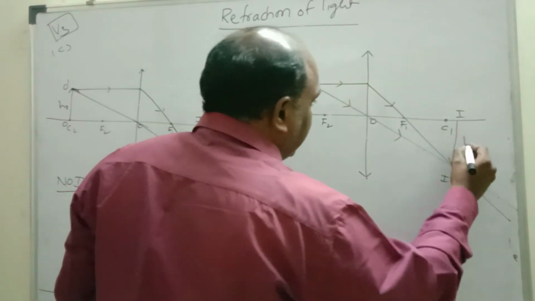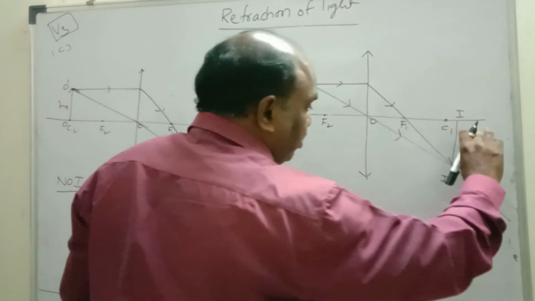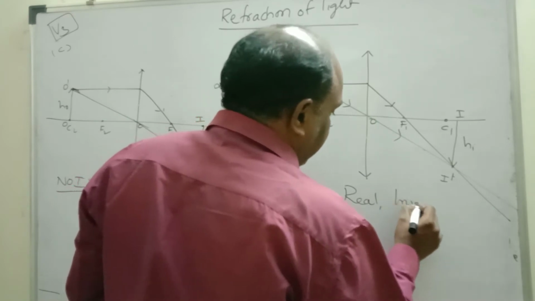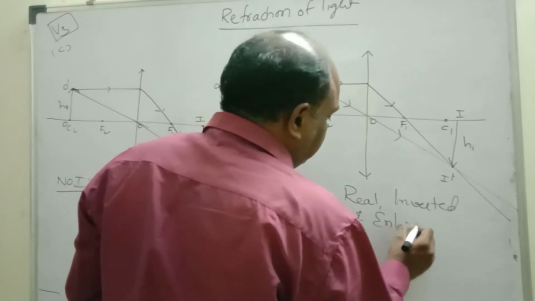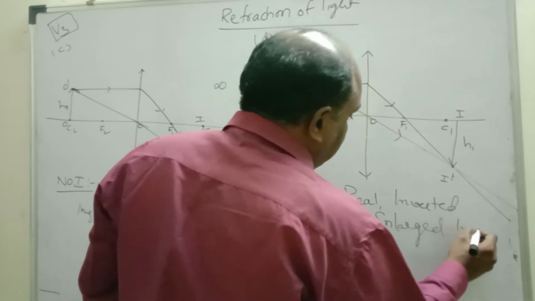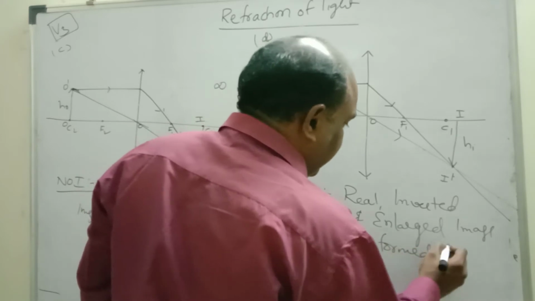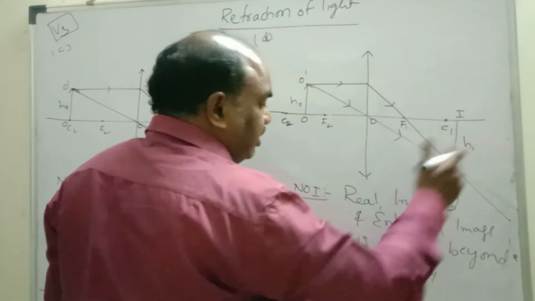This is larger than the object. So it is a magnified image. This height is small, this height is more. So what kind of image is formed? Real, inverted and enlarged image. Real, inverted, enlarged image is formed. Where is it formed? Yes, beyond C1. So beyond C1 it is formed.